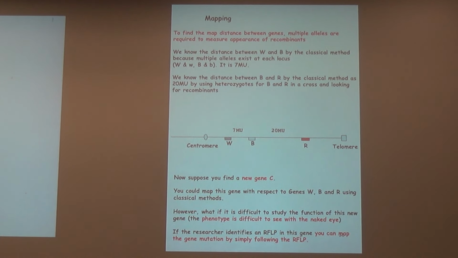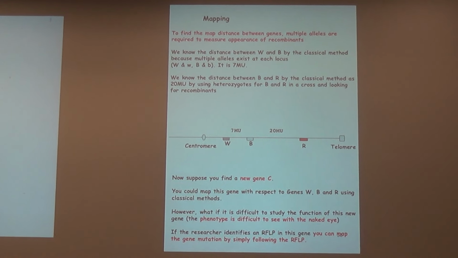Now, but what happens if gene C is difficult to study because the phenotype is very difficult to analyze correctly? Let's say the only way you can analyze the phenotype of a mutant gene C is by using an electron microscope. That's not trivial to analyze a particular phenotype using electron microscopy or whatever, some other technique, right? It's a difficult phenotype to study, but that's what interests you. And you want to map this gene now. You want to know where this gene lies on the chromosome.